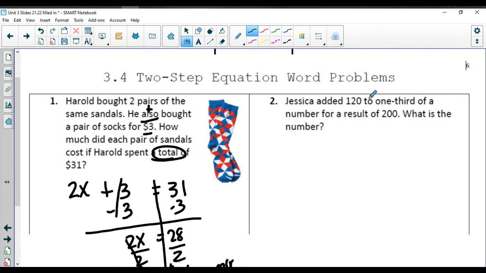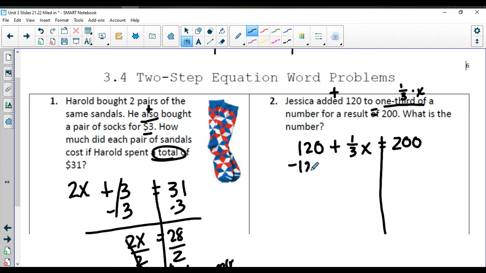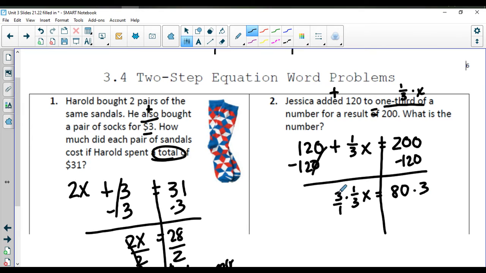Take a look at number 2. Jessica added 120 to 1/3 of a number. So 1/3 of a number, which we don't know, x, for a result. So this is my equals number, 200. So we have 120 added to 1/3 of a number, and that gives us 200. Subtract the 120 from both sides, and we have 1/3 x is equal to 80. To undo this, we're going to multiply by the reciprocal, which is 3 over 1, or just 3. So x is equal to 240. So 240 is the number.